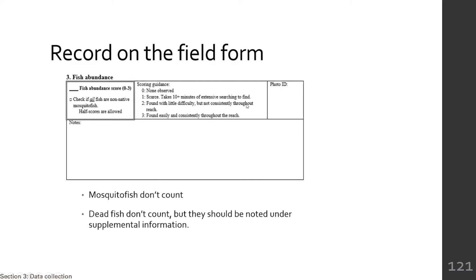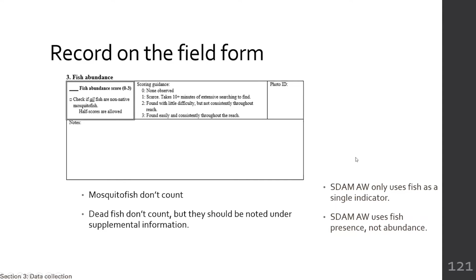When you record these on the field form, you simply record your score from 0 to 3. In this area, photos are recommended if you're able to capture any. And again, the biggest differences are that the Arid West uses fish as a single indicator, and the Arid West uses only presence, not abundance.